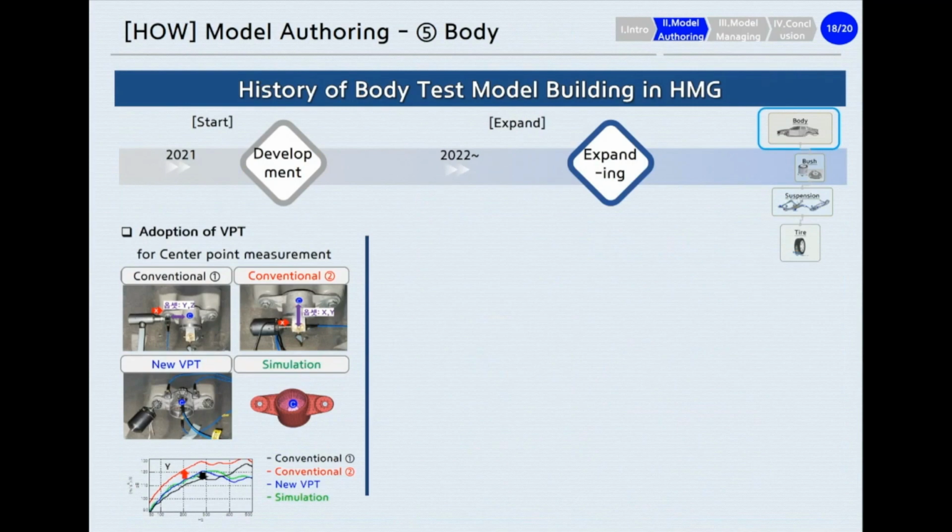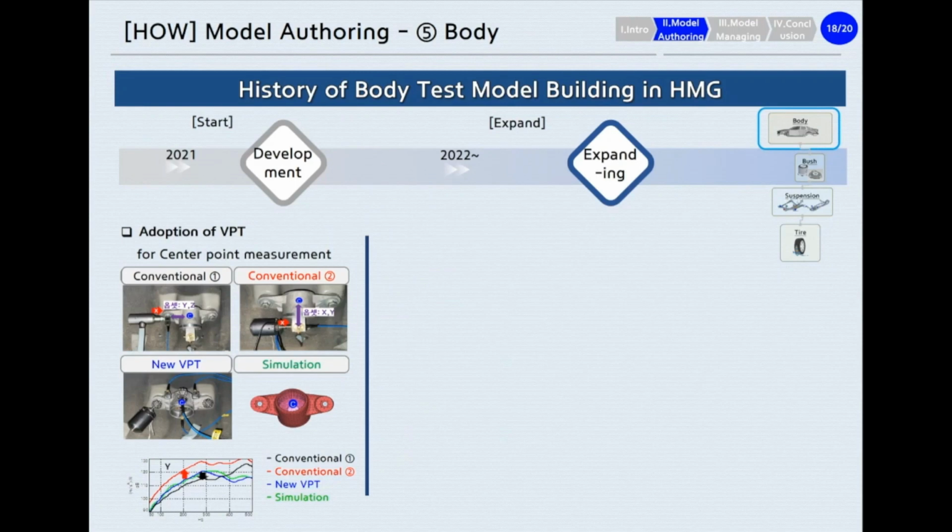Let's move on to the body system. Fortunately, there is no particular operational boundary condition. Only a free condition at the connection needs to be applied. We compared the FRFs measured from various methods, such as the newly adopted VPT estimation at the center point and conventional measurements at adjacent points. There was a significant difference between measurements.